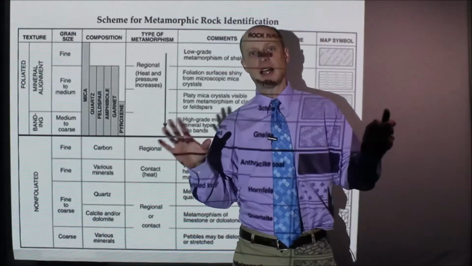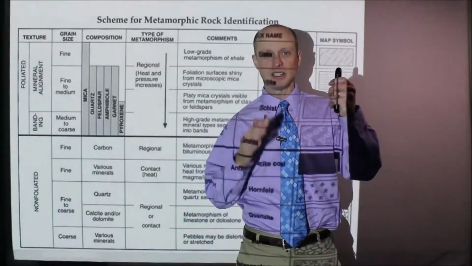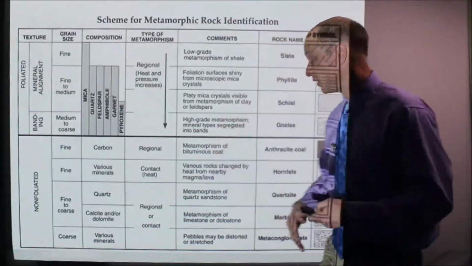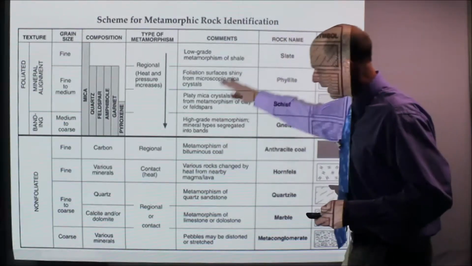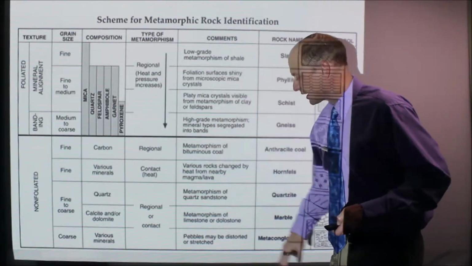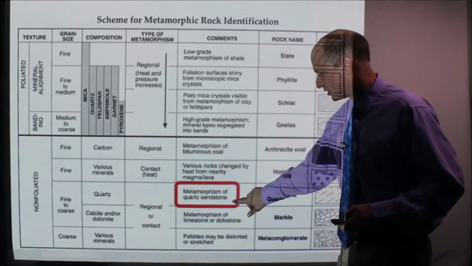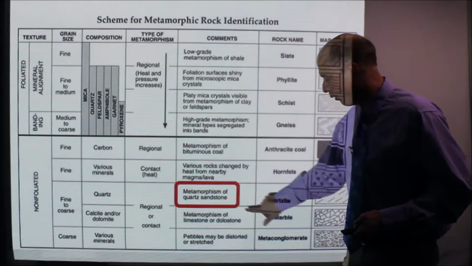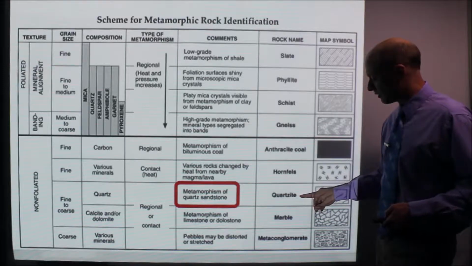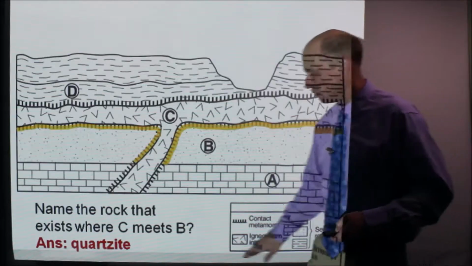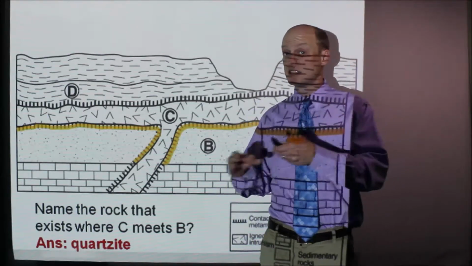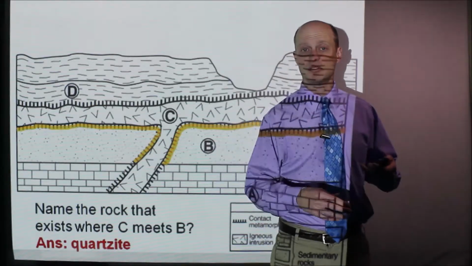See, there's a lot to this, you see? So you have to really know how this all works. So hopefully you're paying attention. And kind of look around here, under the comments. It says metamorphism of quartz sandstone. Okay, therefore it is this metamorphic rock, quartzite. Okay, and I wrote it in here. So it seems that there's a bunch of steps there, but no, that's how you're supposed to get to it.